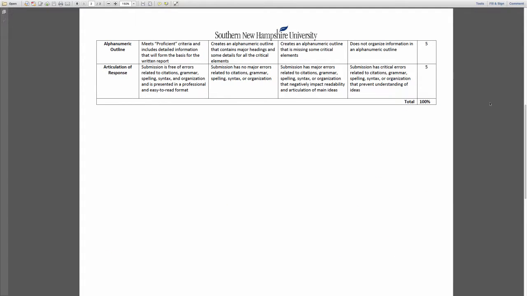Okay. There are two final critical elements. The first is the alphanumeric outline. Creates an alphanumeric outline that contains major headings and some detail for all the critical elements. If you want to get an A, meets the proficient criteria and includes detailed information that will form the basis for the written report, remembering it is an outline. And then, of course, your submission is free of errors related to citations, grammar, spelling, syntax, organization, and so on. So there is the guideline and the rubric.